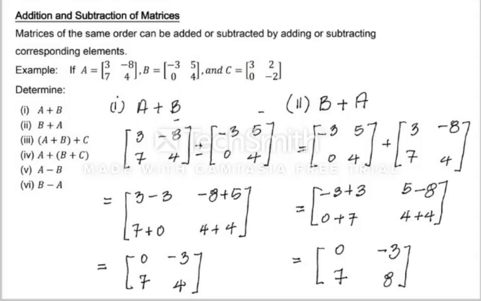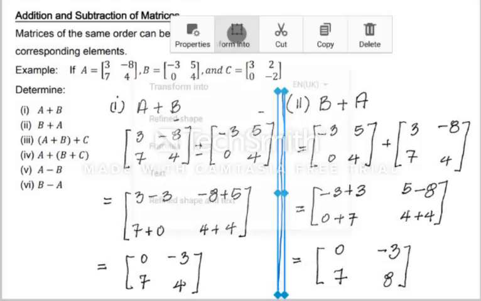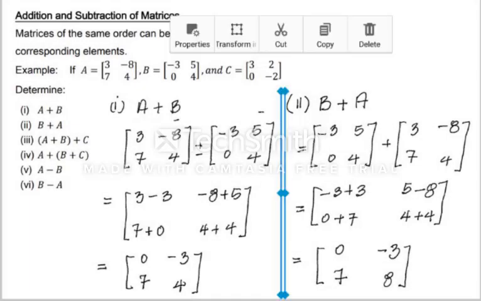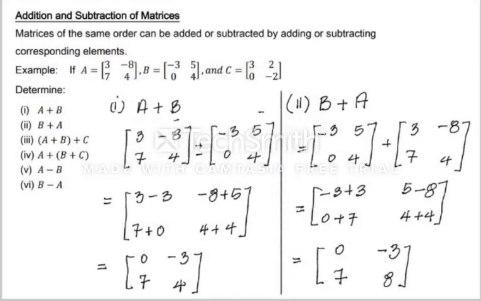All right, so here's something interesting. We can see clearly that the matrix A plus B is the same as the matrix B plus A. So from this we can say that addition of matrices is commutative. Addition of matrices is commutative. So maybe we can write that statement somewhere.